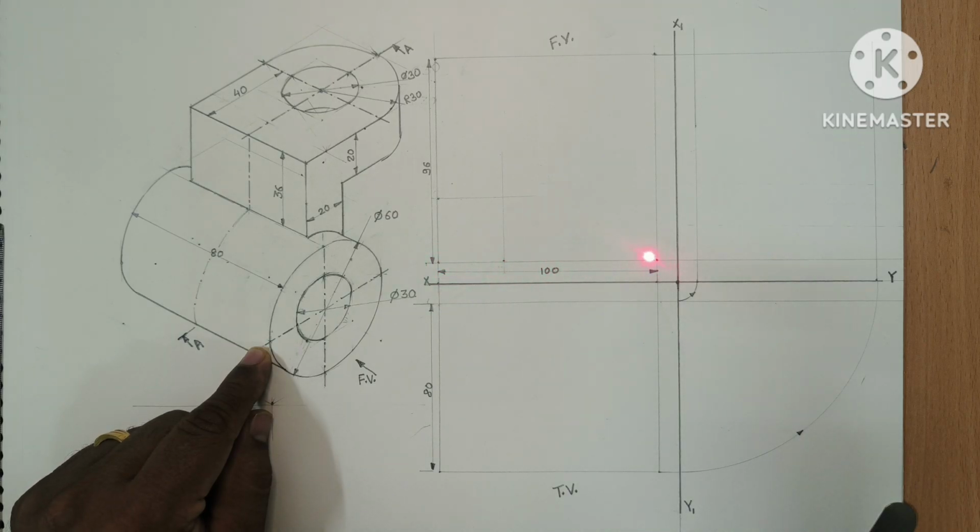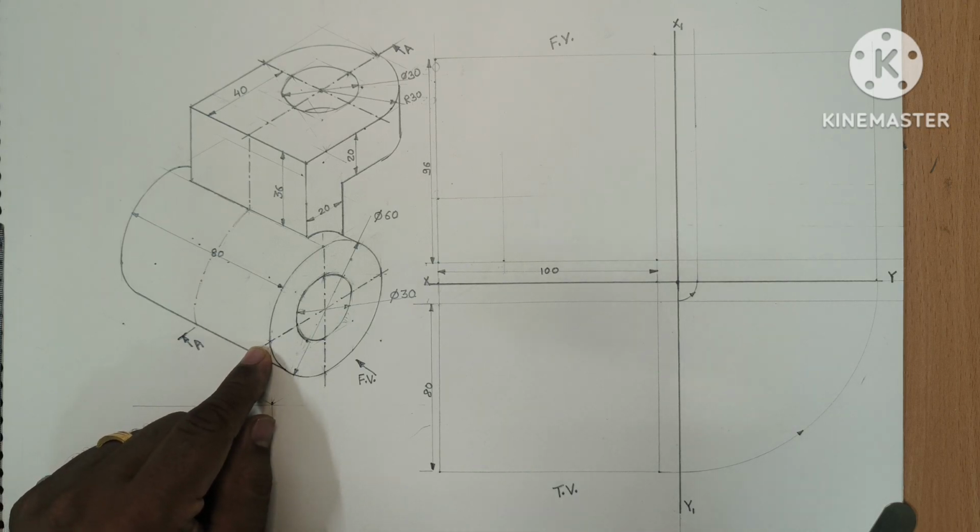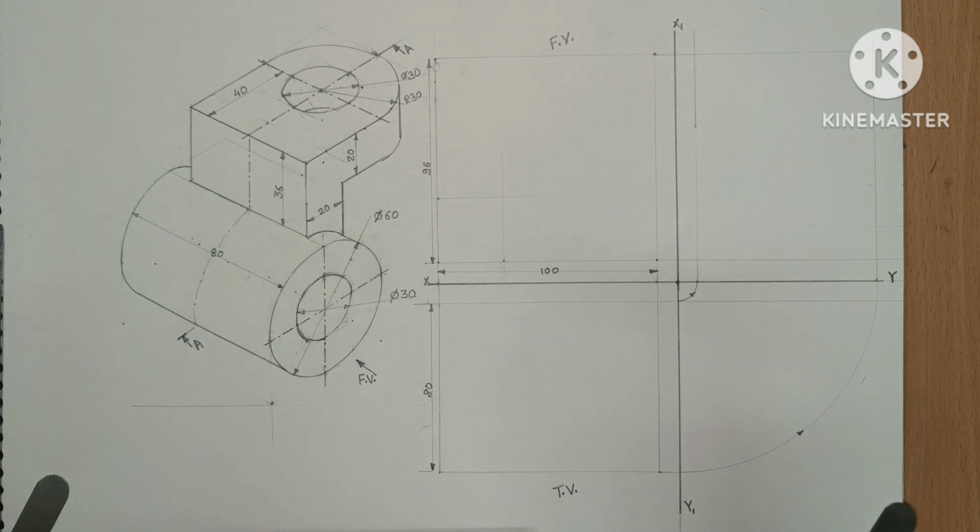Horizontal distance is 100. Then how have we calculated this vertical distance for the front view, which is 96? First of all, we will see the distance. See this distance, this point to this point distance is 60 plus 36. Then it will be 96. Hence I have drawn 96 and this 100. The same procedure is applied for the top view.